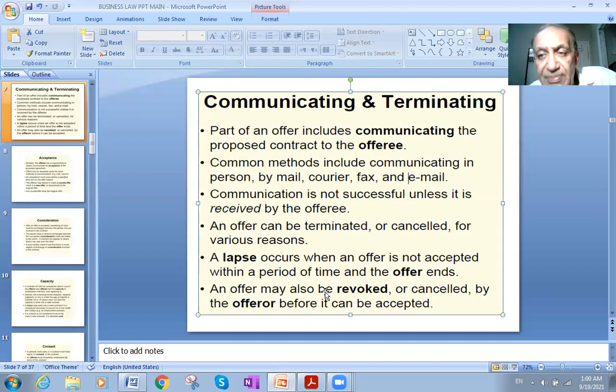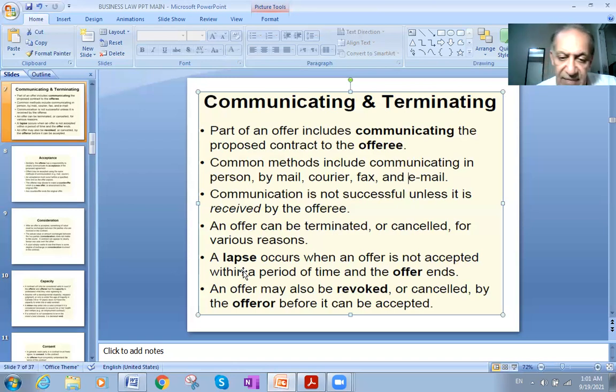Again, a lapse occurs when an offer is not accepted within a period of time and the offer ends. I didn't hear from you for the 10 days, which means you didn't accept the 20% discount.